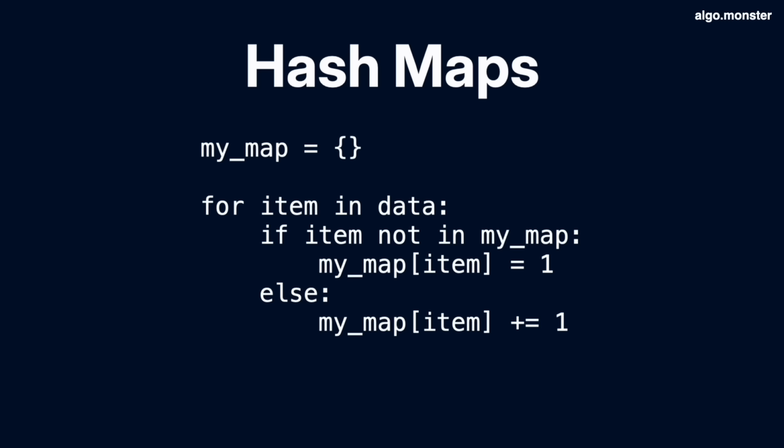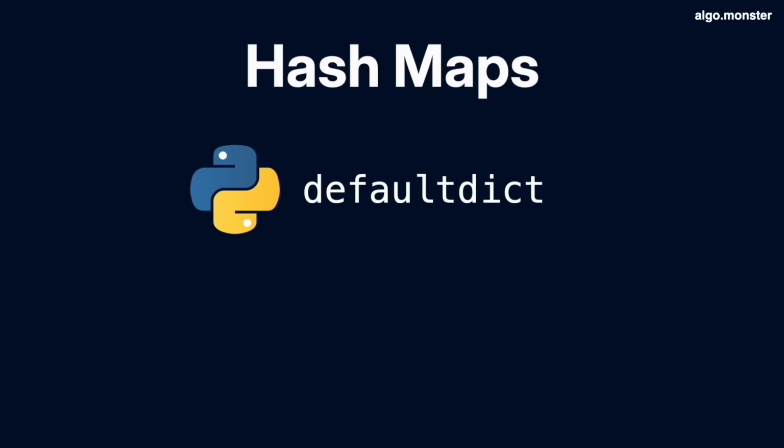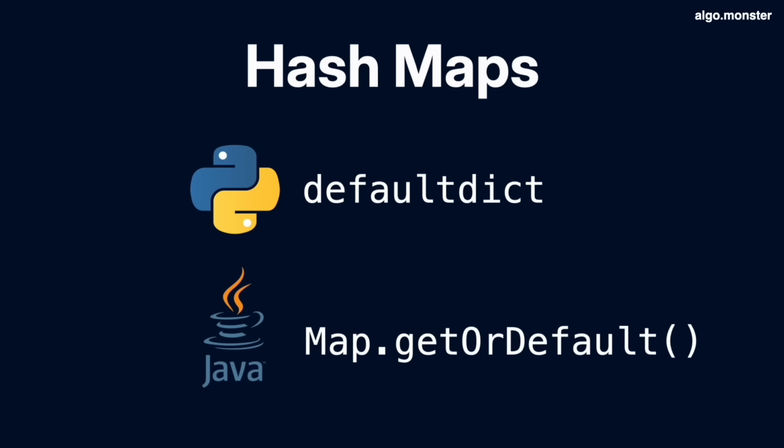This structure is often referred to as a frequency map, and it's one of the most common patterns you'll see. As you can see, we're basically going through all of the items in some data list, and if an item doesn't already exist in our map, we're setting its count to 1, and if it does exist, we're updating its count by plus 1. There are language-specific helpers that help clean up this code, such as defaultdict in Python or map.getOrDefault in Java, but the underlying logic is always the same. You're storing something under a key and either retrieving it or updating it later.